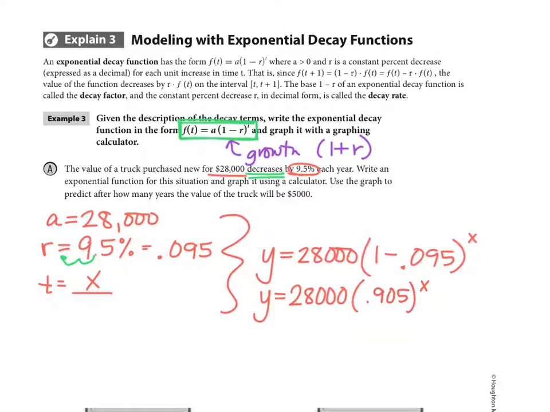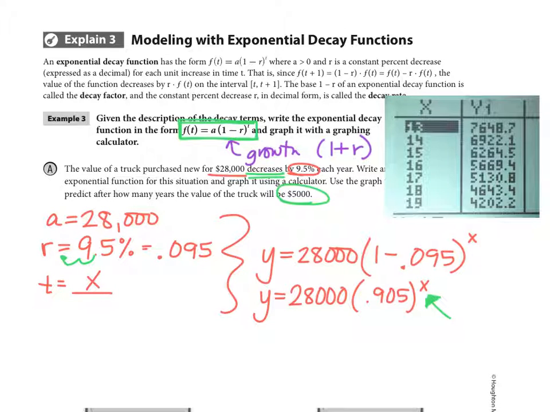Okay. Now the problem is saying, when is this going to give me a value of $5,000? Well, this variable up here is how long this is happening, and I don't know the variable, so I can't plug anything in. So now I'm going to have to get my calculator out and see if I can help find the answer in there.